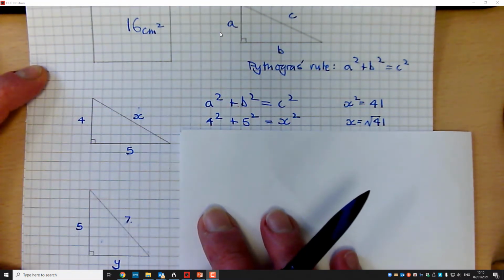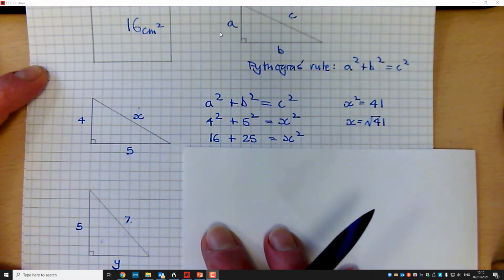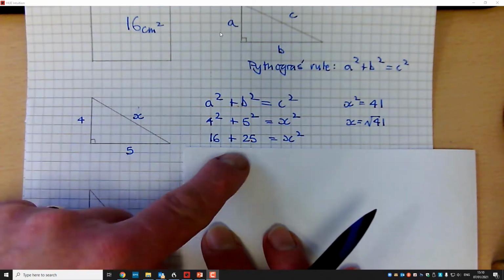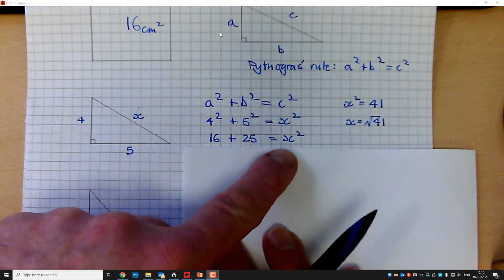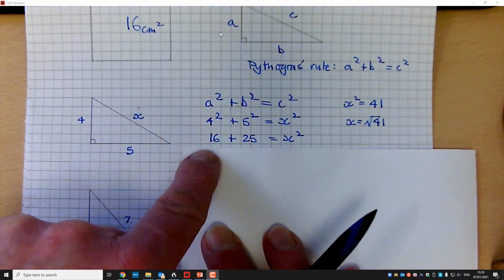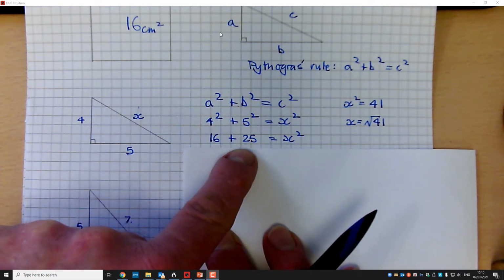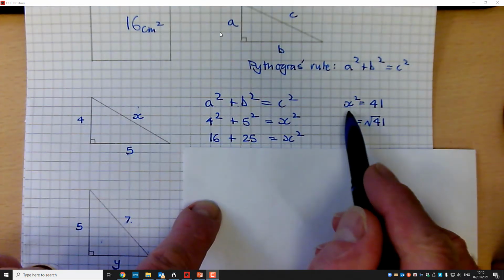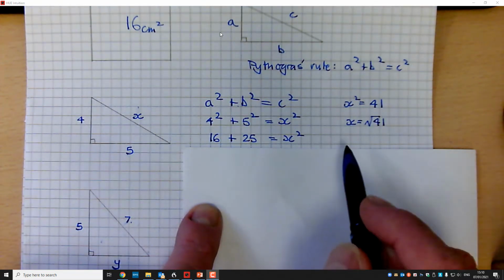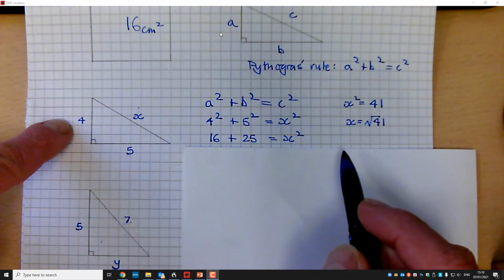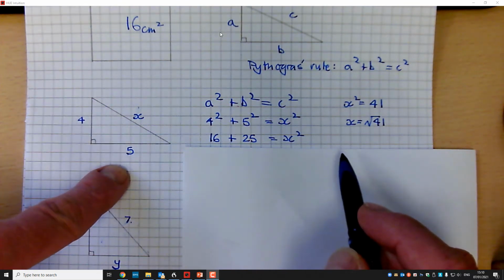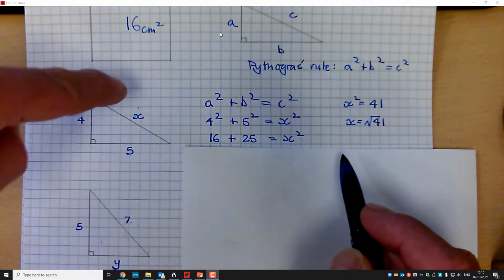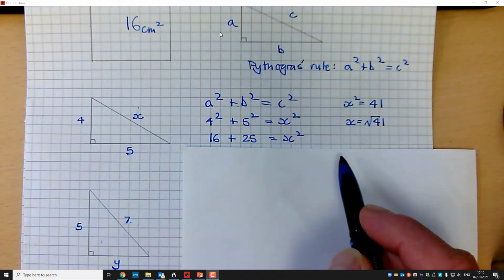So 4 squared is 16 and 5 squared is 25, and that makes x squared 16 plus 25, which is 41. So I'm going to write x squared is 41. So the area of that square would be 16, the area of that square would be 25, and that means the area of that square would be 41.